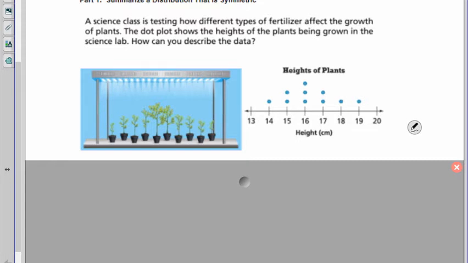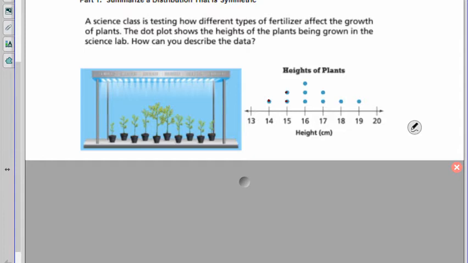So we have a science class that's testing how different types of fertilizer affect the growth of plants. And we have this dot plot to show the height of plants after being grown in the science lab. Okay, so as we look at this, we had one plant that was 14 centimeters tall. We have 2 that are 15, 3 that are 16, 2 that are 17, and then a 18 and a 19 centimeter tall plant, right? So as I look at this data, I want to first take the big picture look. Do you see any outliers?